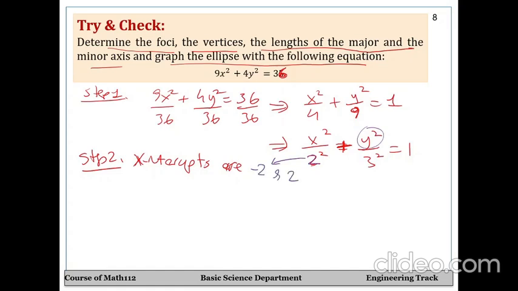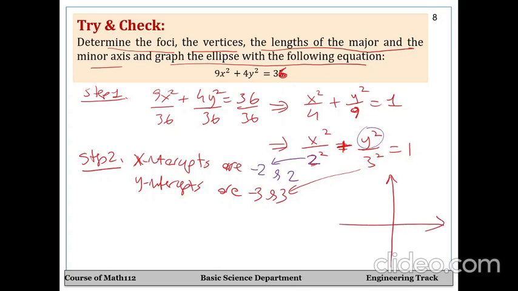And then the y-intercepts are 3 and minus 3. Now, after you find them, you can directly tell the vertices here. It's better you make the graph of it because you have to find the long part. Okay, the y-intercepts are minus 3 and 3, so it has to be here and here. And then the x-intercepts are a little shorter, so it has to be negative 2 and 2. So in this case, it is a vertical ellipse.